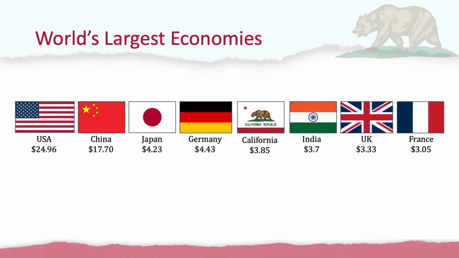So California's economy is truly massive, and so is its state budget. But how is the state budget allocated? Where does the money come from? Where does it go? And how is all of that decided? That's what we're going to explore in this video.